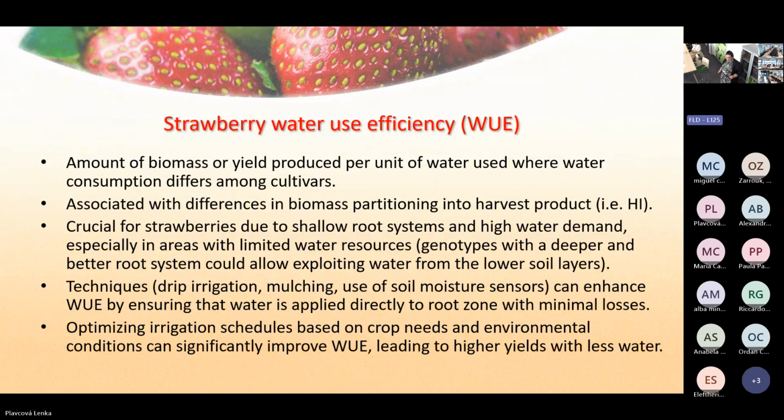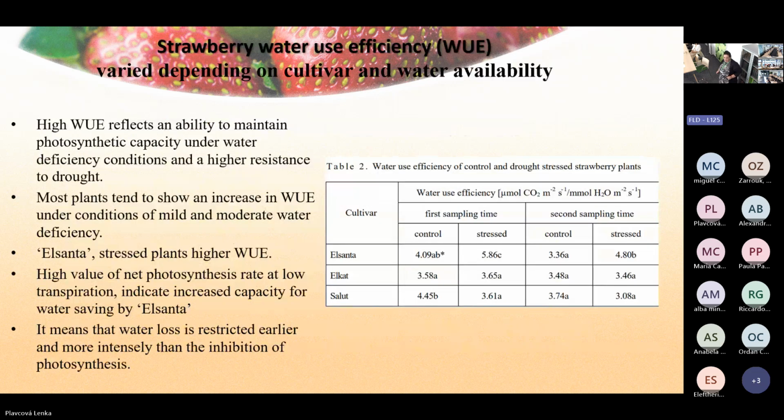I was also looking at water use efficiency to see if there is any difference, and I have found one work where 3 different cultivars were compared, and it was shown that El Santa has higher water use efficiency in stress condition, and that means that water loss was restricted earlier and more intensely than inhibition of photosynthesis.